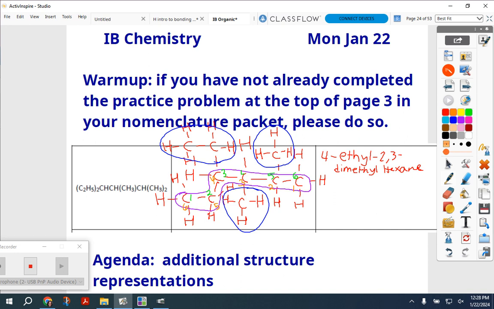2, 3, and 4 is better than 3, 4, and 5. We want to make the numbers as small as possible. So we're going to go with the orange numbering. So our methyl groups are coming off of carbon 2 and carbon 3, and our ethyl group is coming off of carbon 4. So 4-ethyl, and then 2,3-dimethyl hexane.